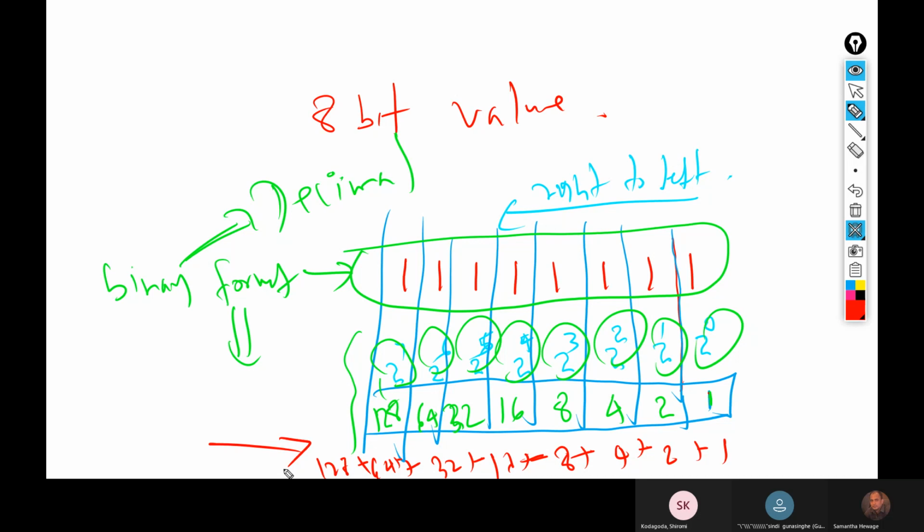If you add all these values, what will be the amount? What do you think? Can you do the calculation? What is the amount after you add all of these?